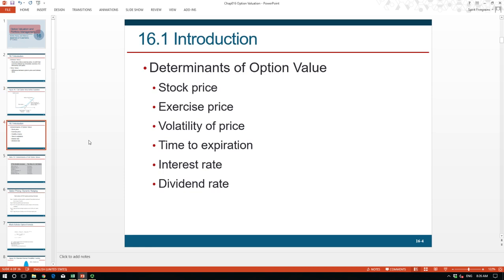And the previous picture showed you the relationship between stock price and option value, that is for a typical call option. As you see, the higher the stock price, the higher the value of an option. But in practice, people also found that there are many other factors that have a relationship with option price. Other than stock price, the exercise price, or X, the volatility of the stock, the time to expiration, and the interest rate as well as the dividend rates all have a relationship with option price.